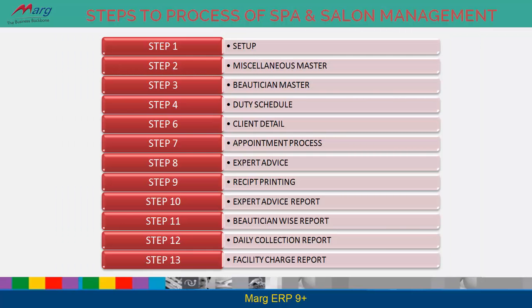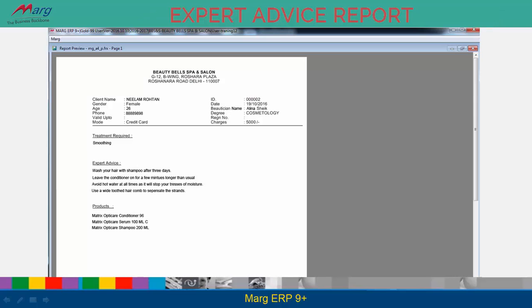Next, we also have the expert advice report. Like I said, whatever expert advice is given by the beauty experts or spa specialists can be printed and provided to the client. So in this format, this report is printed. If charges have been defined for expert advice and products have been provided, then the charges will automatically show here.